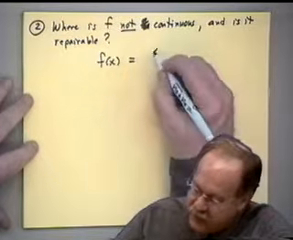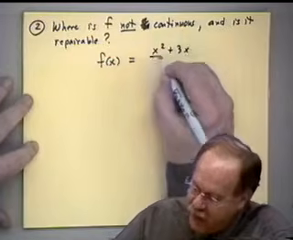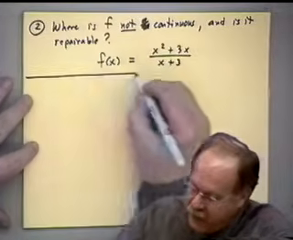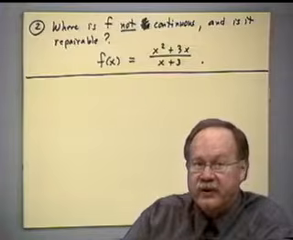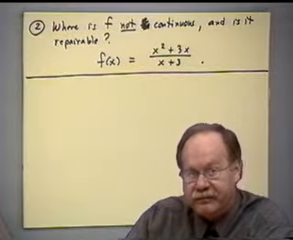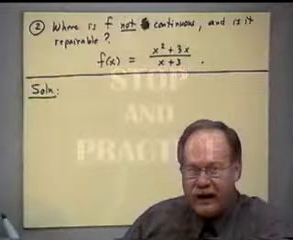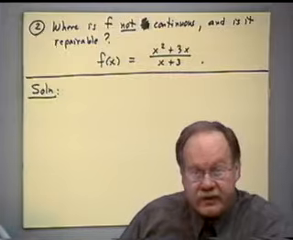So let's take f of x to be x squared plus 3x over x plus 3. Now you go ahead and try that and see if you can show where it's not continuous, and then answer the question of whether or not we might be able to repair it. Let's see what my solution would be.